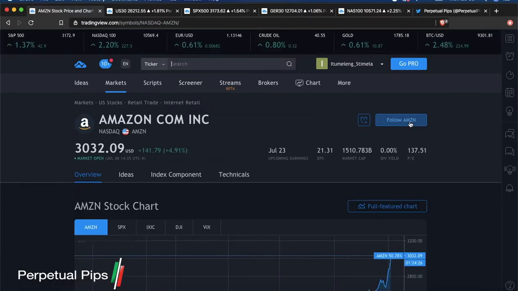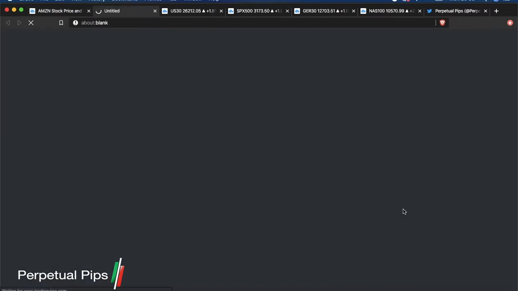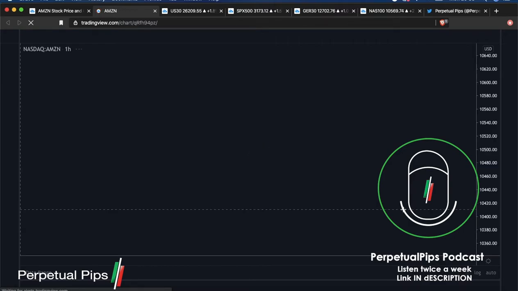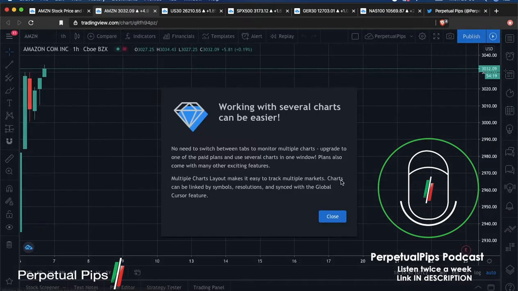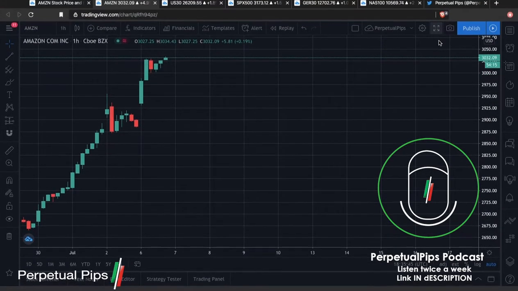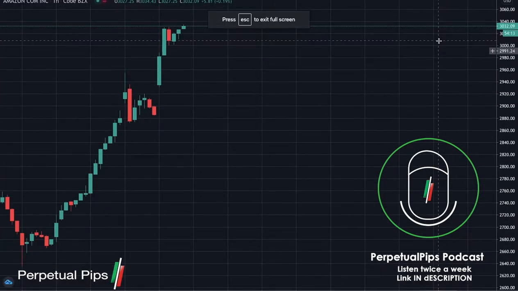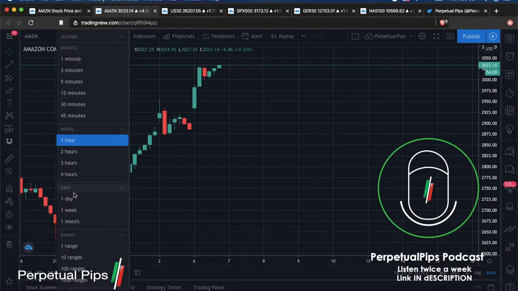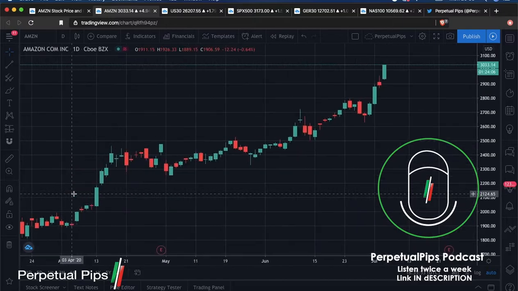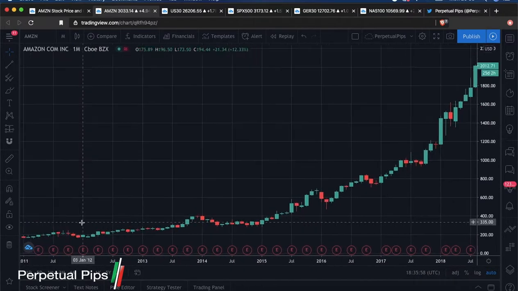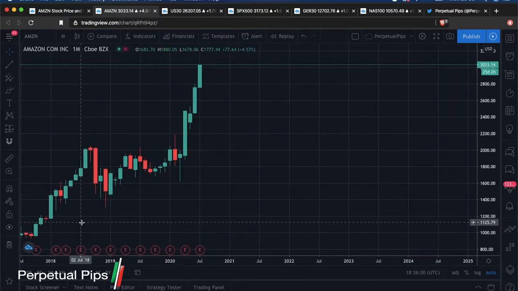Amazon is at 3,032, so it's even higher than when I had initially seen the news. I retweeted when I saw in the afternoon sometime that Amazon had hit 3,000. So if I'm not mistaken, Amazon has hit all-time highs. Yeah, it looks like it. Taking a look at the monthly, yeah, definitely. Amazon is at all-time highs.